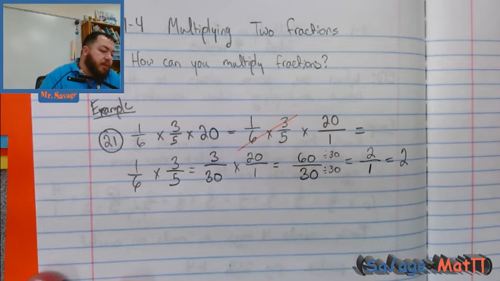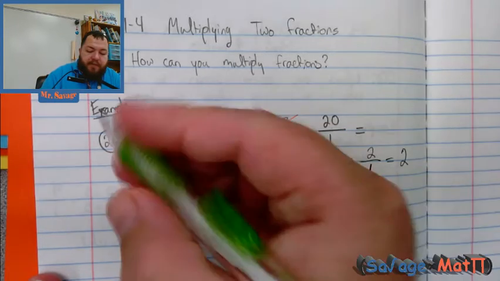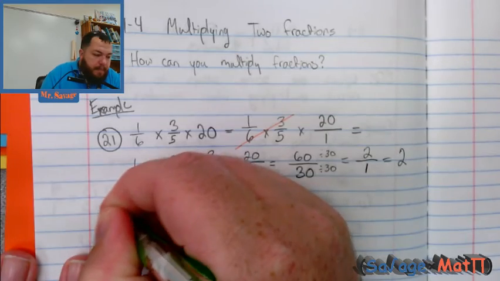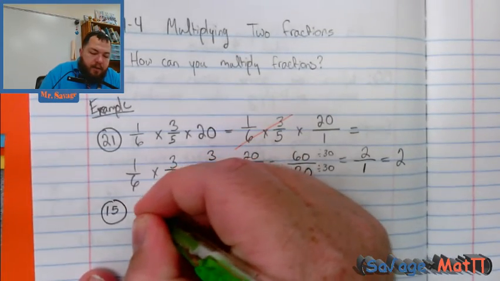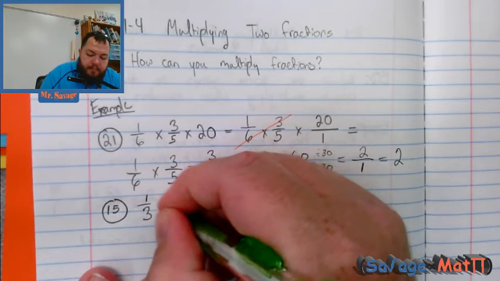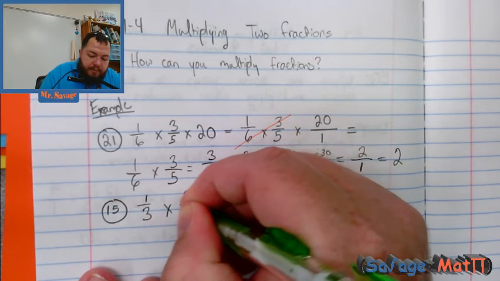The next question we're going to go over is number 15. It's going to be 1/3 times 2/5.